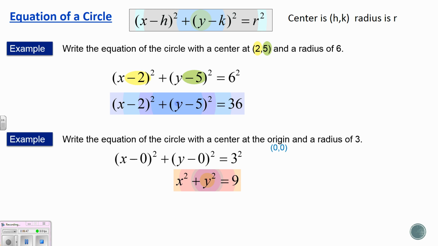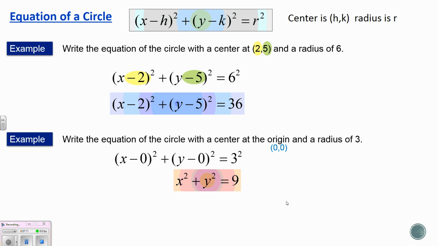So don't let that confuse you. I know for some reason when the origin is a 0 or you don't see any parentheses here, you don't know what the center is, it makes it more difficult. It's actually supposed to be a lot easier for students. So just don't let that trip you up. The origin is just 0, 0. So if the center is the origin, it's a very simple looking equation.